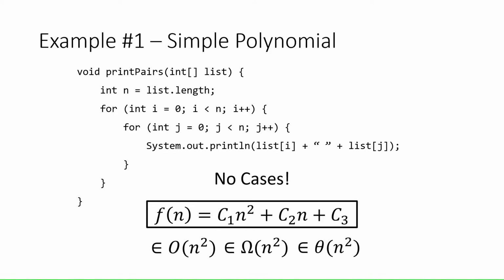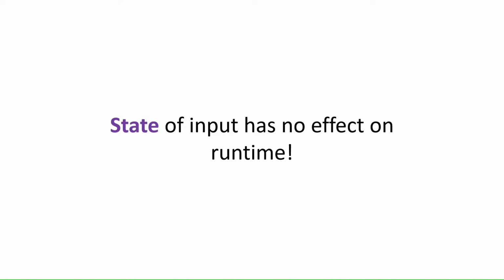This is code with a simple polynomial runtime function, and for simple polynomials, you will never have a different big O and big omega, and your big theta will always be the same as those two. The key here is that the state of the input, the list, has no effect on the runtime. As the list grows infinitely large, which is what we care about, the content of the list has no effect on the runtime of the code.